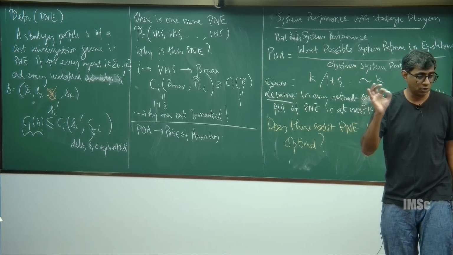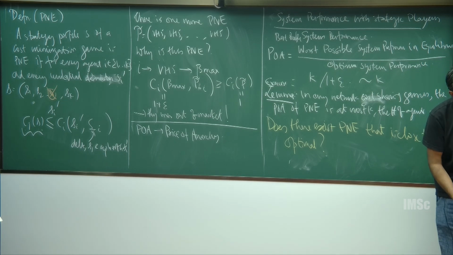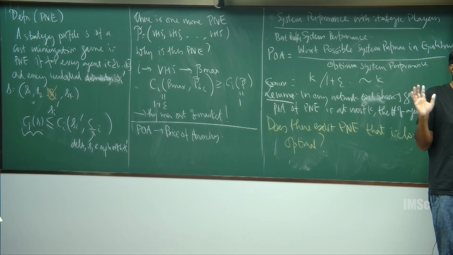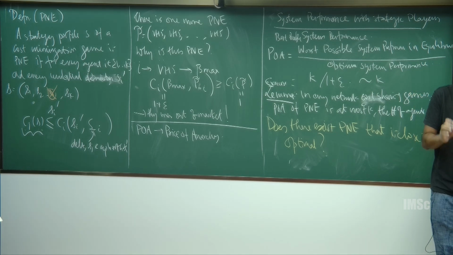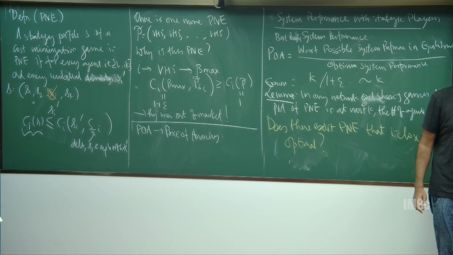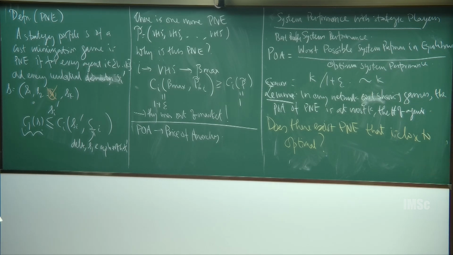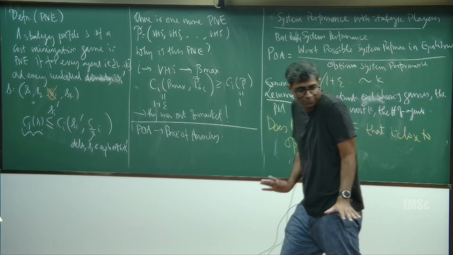Does there exist a pure Nash equilibrium which is not too far away from the optimum? The point is there may not even exist a PNE which is equal to the optimum. We will see in a minute. Okay? So, do you understand the kind of question that we want to address in the next half an hour, 40 minutes? I hope I have built up rightfully.